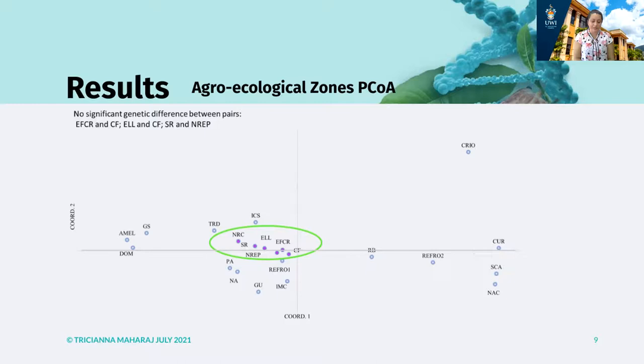You would notice that all the agroecological zones are within the same proximity to each other, and the closest reference samples to the zones are the TRE, ICS, Refractario 1, and PA. You would see the plot also has SCA, which is Scavina, and Scavina represents the contaminant genetic cluster. The most genetically distant group from all reference groups and agroecological zones is Criollo.